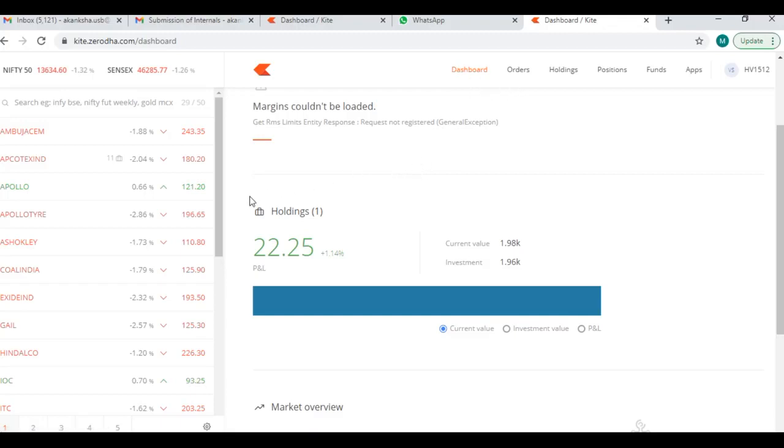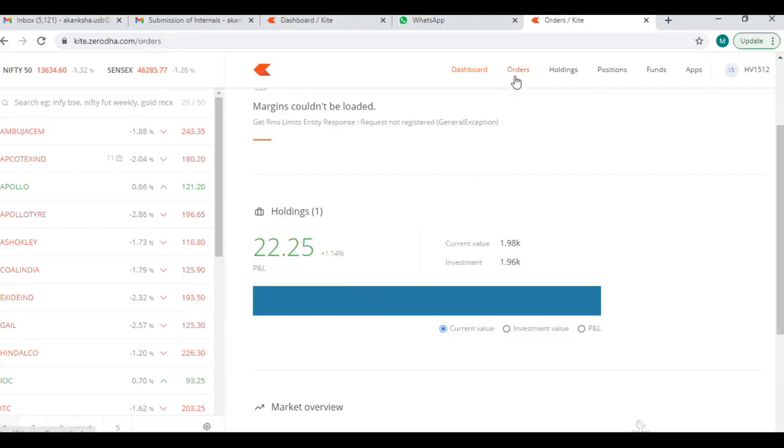It is showing holdings 22.25, and it is showing a P&L, a profit and loss of mine. I've already purchased a few shares, so that is the reason why it is showing the profits and loss here, right? Otherwise, it will not show any holdings to you, because if you have not invested anything, it will not show any holdings. Holdings means those shares or securities which you are currently holding, which you have already purchased, right? So this is the basic purpose of the dashboard. It will explain to you briefly about your investments.